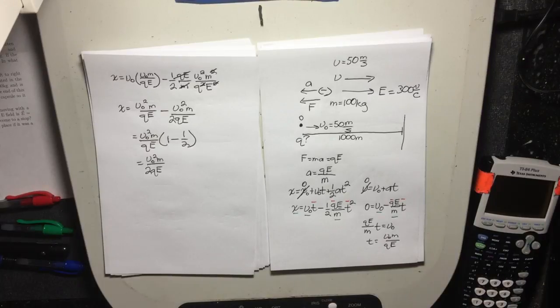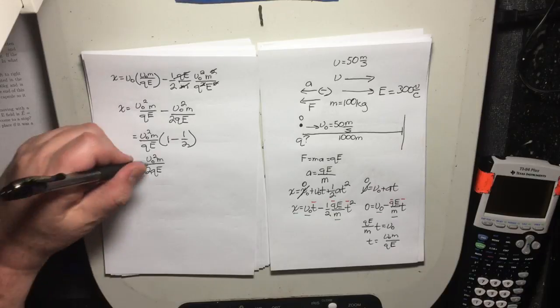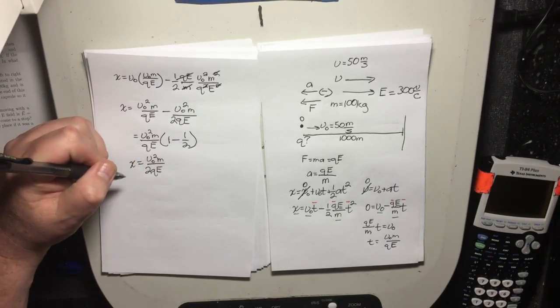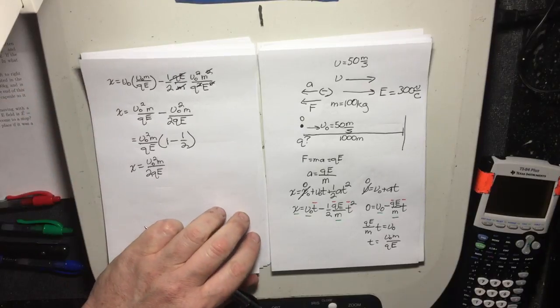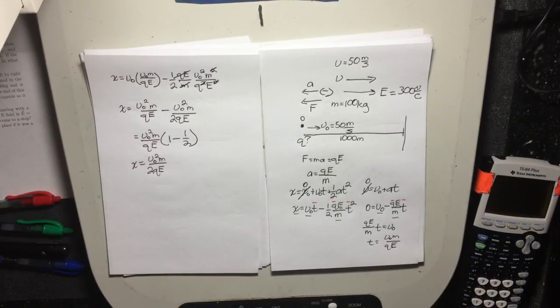So why couldn't you cancel the V naught? Well, what's the real question? Hold on. Say your question again. Like, whenever you cancel the M's and all that on the first step, why didn't you cancel the V naught? Because I need to keep V naught in there. I can't cancel out V naught. That's a necessary variable.